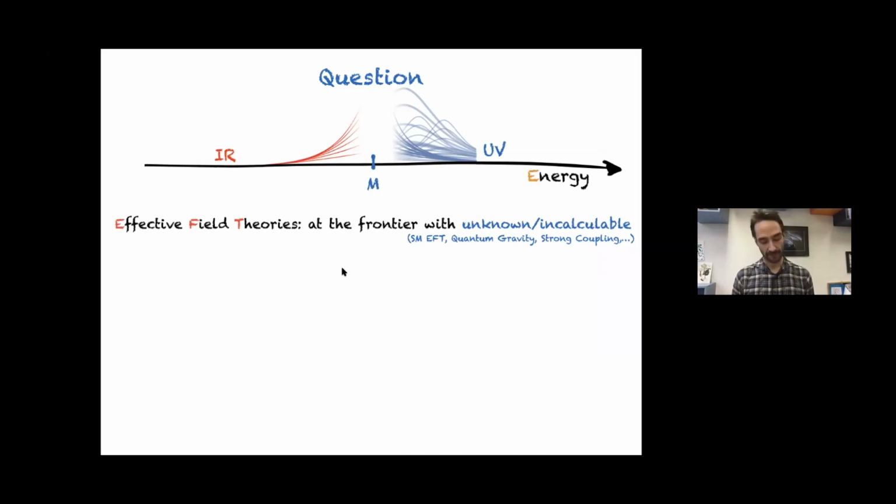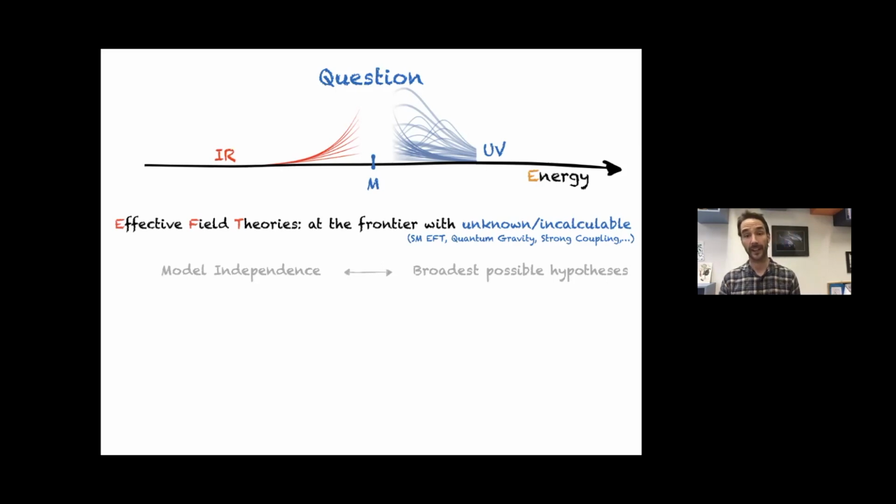Basically, the thing I have in mind is effective field theory as a tool to describe physics at the boundary between what we know and what we don't know, or what we cannot calculate. So in this sense, effective field theories, as I will talk about, are useful, for instance, to parameterize physics beyond the standard model, quantum gravity, or any theory at strong coupling, below the strong coupling scale.